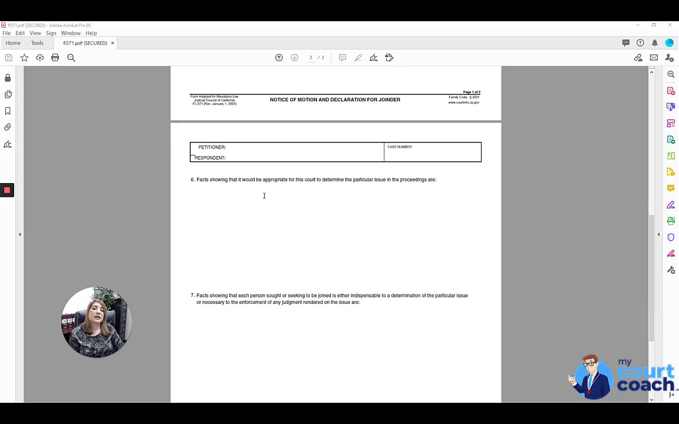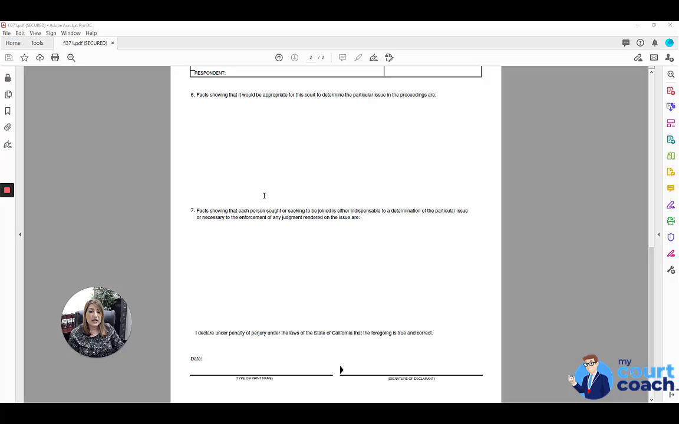Item number 6, list your facts showing that it would be appropriate for this court to determine the particular issue in the proceeding. Again, you just want to make sure that whatever connection the third party you're seeking to have joined to the case has, that it is related to an issue that is also under the jurisdiction of the court.